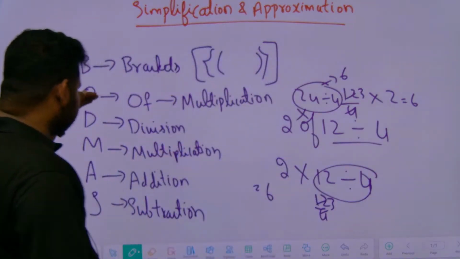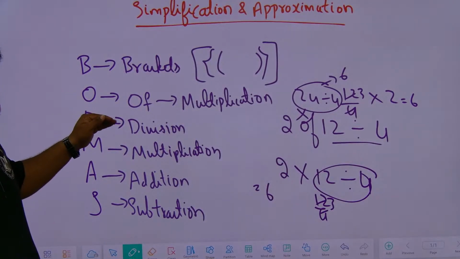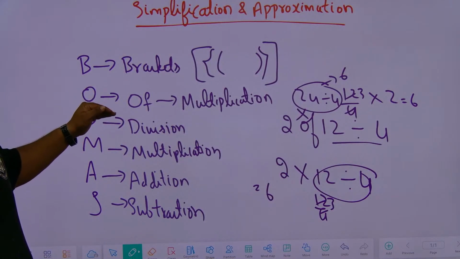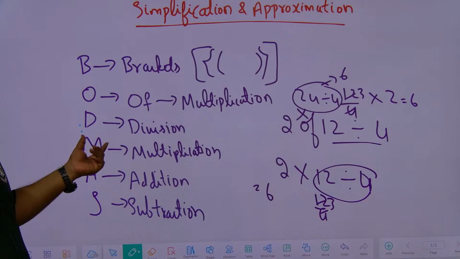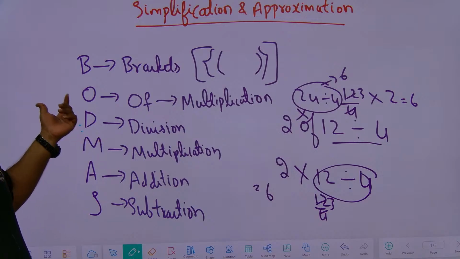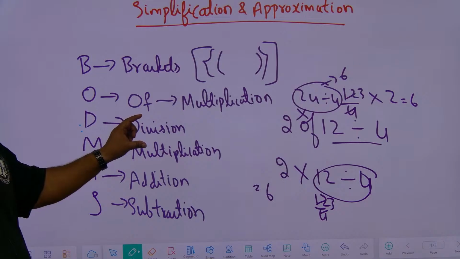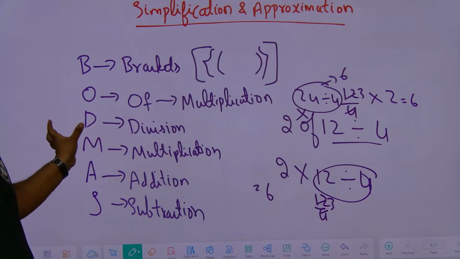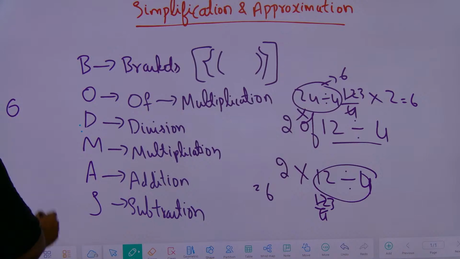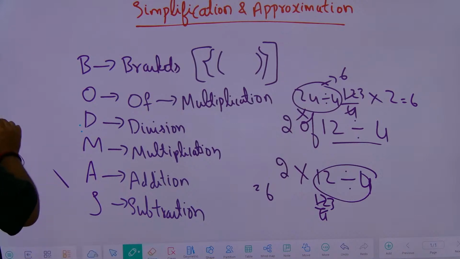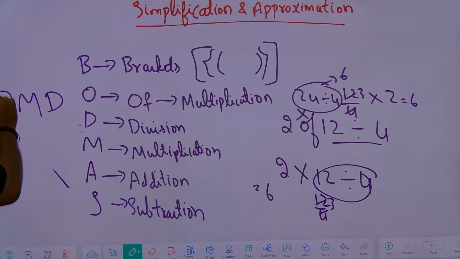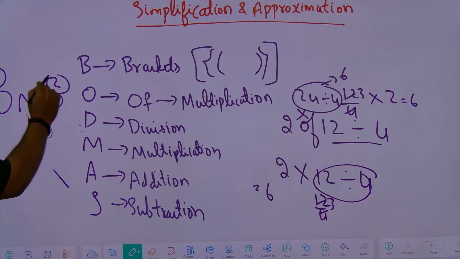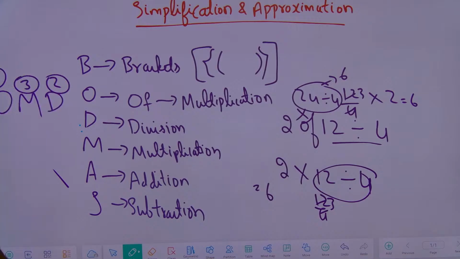So what is the difference between this "of" and this multiplication? This "of" has higher priority than division. Whenever "of" comes, first you should do "of", then division. But multiplication has lower priority than division. So whenever a term has division and also multiplication, priority you should give to division. If there is "of", multiplication and division in a single line term, first priority is for "of", second priority for division, third priority for multiplication. That is what I wanted to imply here. Clear?